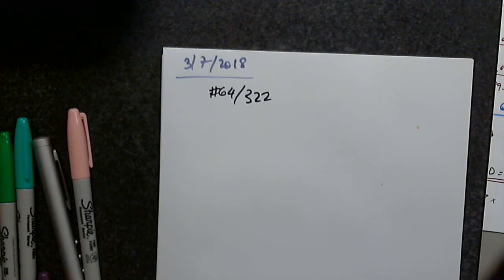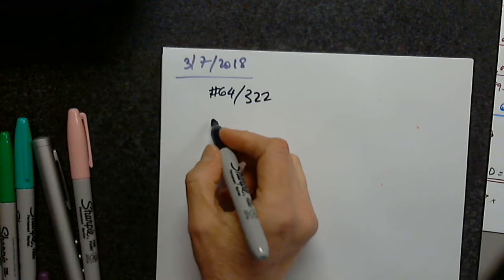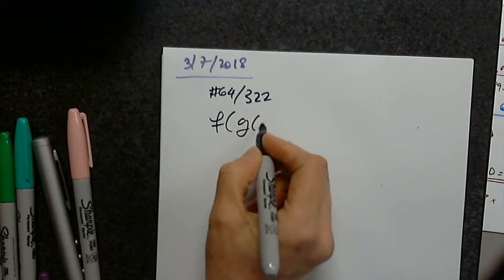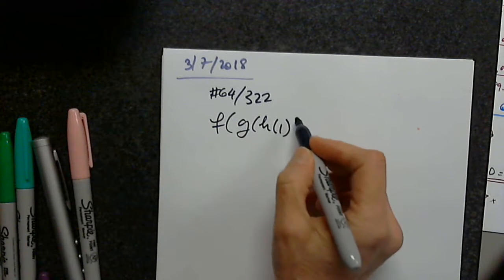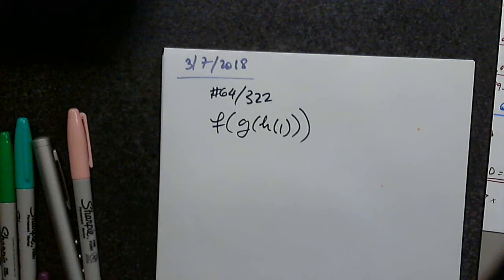322. 64. Okay. In 64, we have f of g of h of 1. Good. And we are given, so I have to copy all these functions.